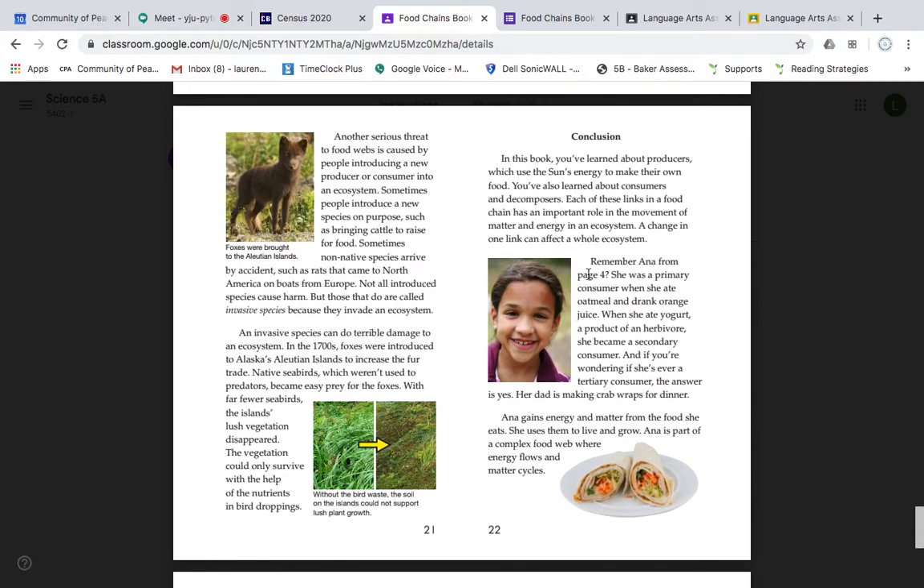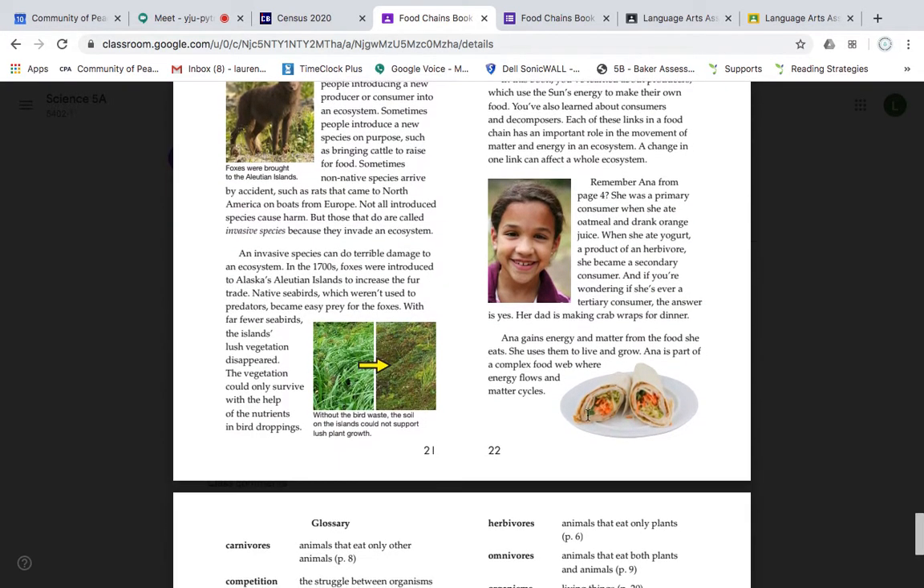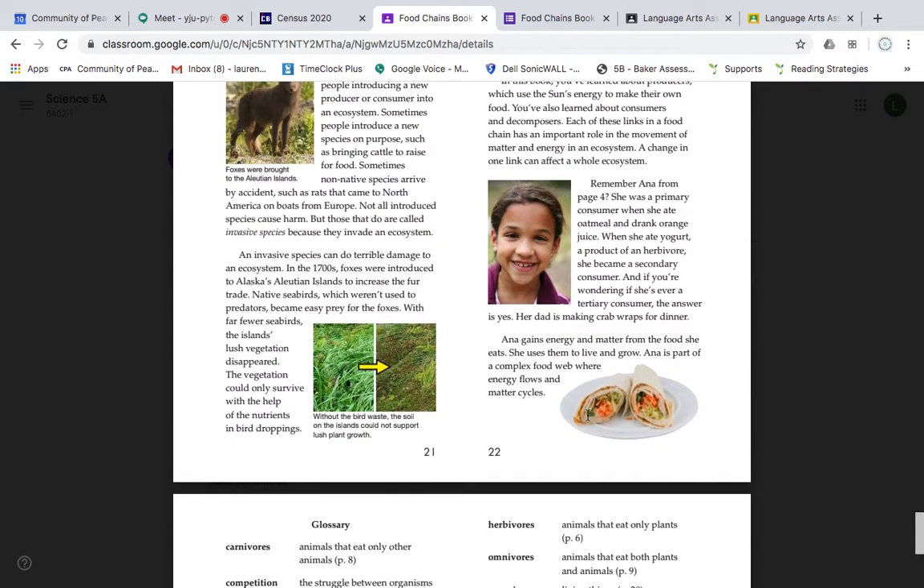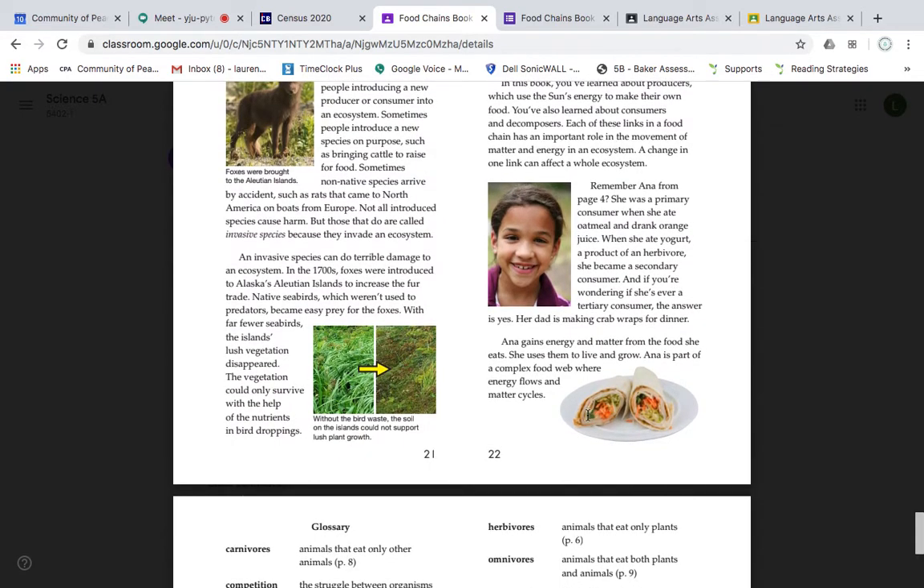Remember Anna from page 4? She was a primary consumer when she ate oatmeal and drank orange juice. When she ate yogurt, a product of an herbivore, she became a secondary consumer. And if you're wondering if she's ever a tertiary consumer, the answer to that is yes. Her dad is making crab wraps for dinner. Anna gains energy and matter from the food she eats. She uses them to grow and live. Anna is part of a complex food web where energy flows and matter cycles.